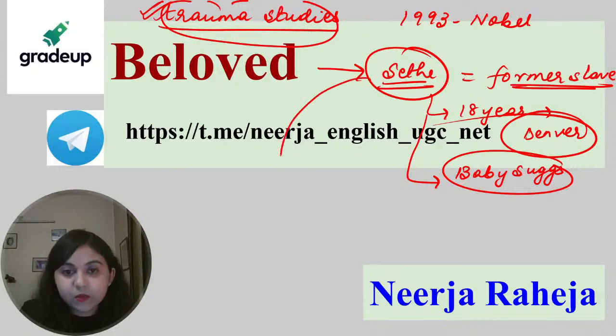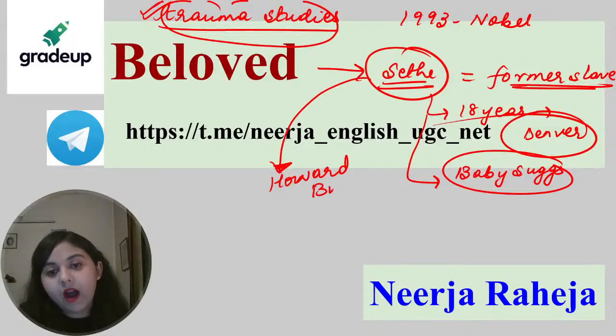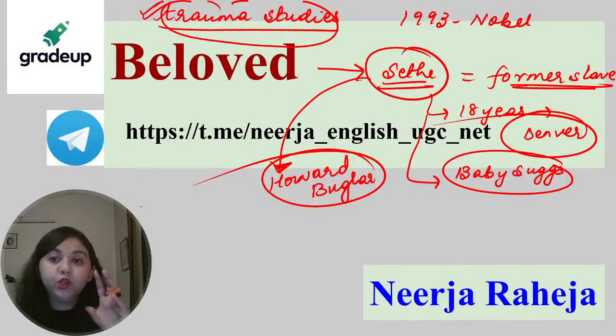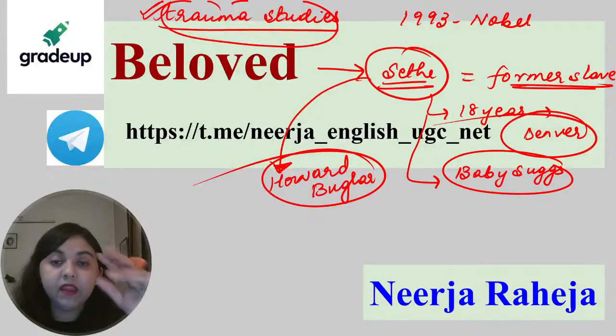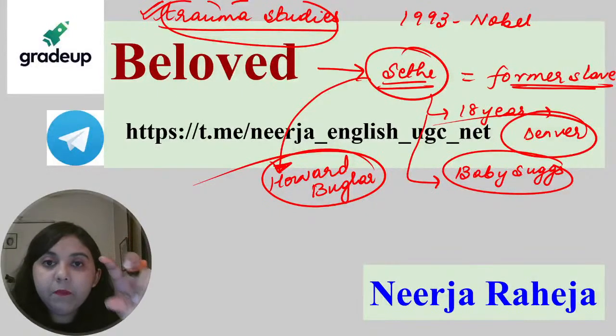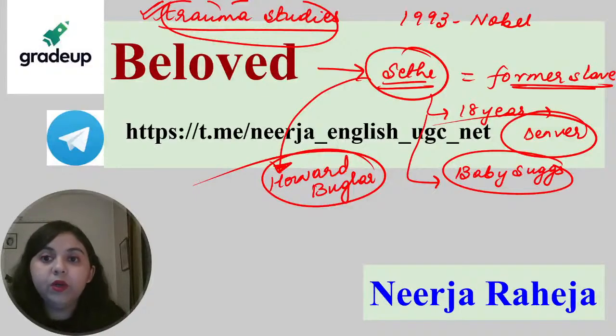two sons of Seed. So Seed was also having two sons, and what are the two sons? Howard is one of them. Howard and Buglar, they have escaped. Howard and Buglar, the two sons of Seed, just before the death of Baby Suggs, they have gone. Now many people, and Seed also included, think that it is because of the ghost. And where is the ghost?